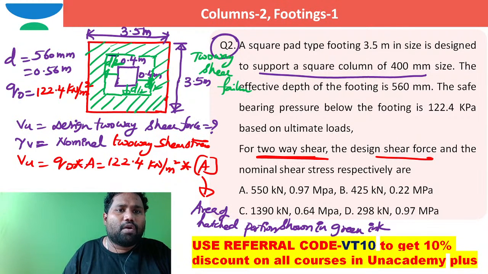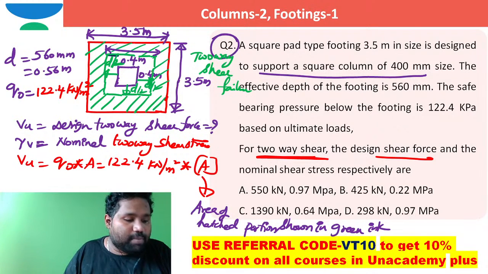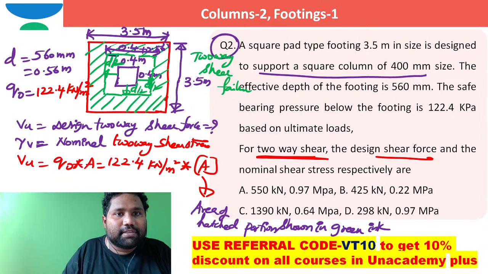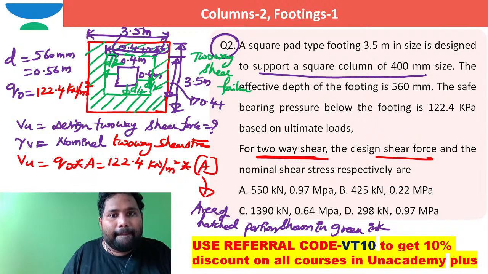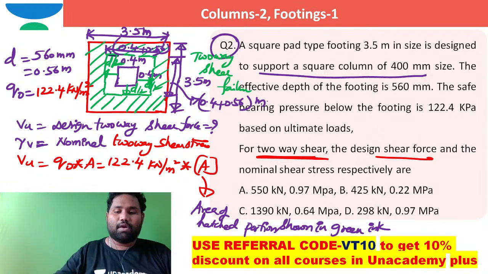Now, can you work out the area of this hatched portion shown in green? I can say bigger rectangle minus smaller rectangle. What is this dimension? This is 0.4. This is d by 2, 0.56 by 2 plus 0.56 by 2. So this is 0.4 plus 0.56, and this is also 0.4 plus 0.56. This is how we can try.